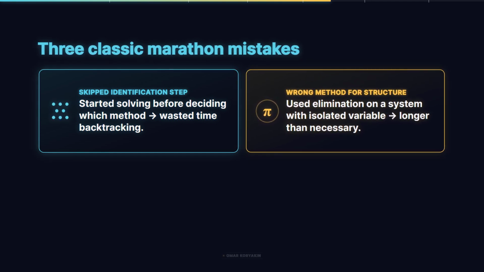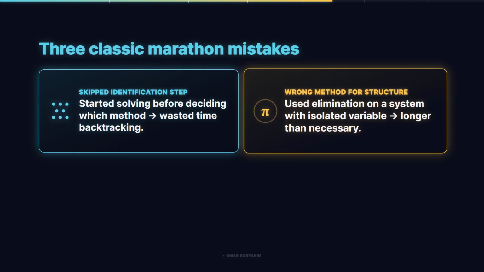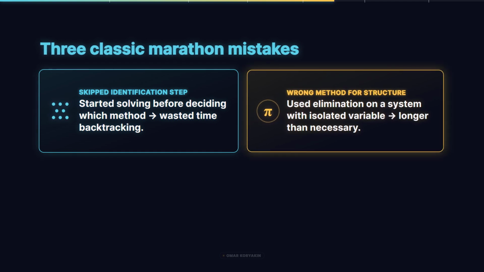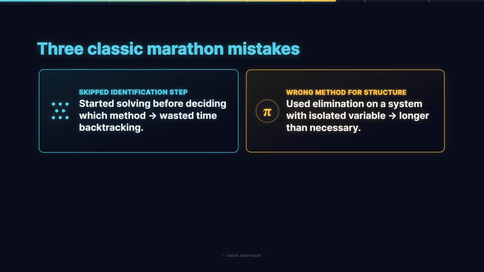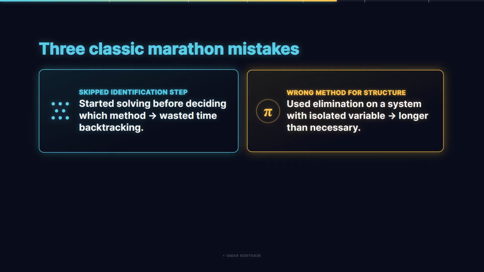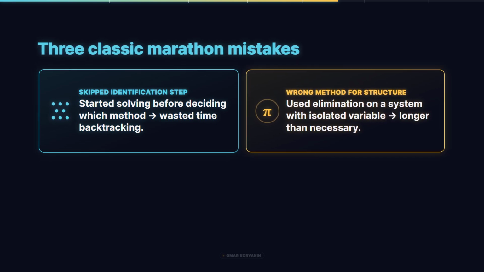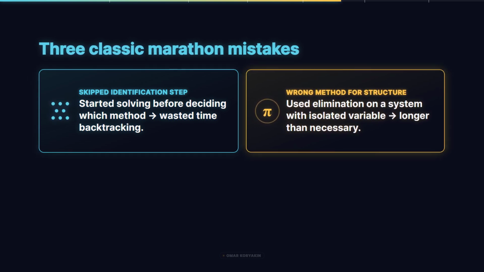A student uses elimination on a system where one variable is already isolated and ends up rewriting equations and constructing equal or opposite coefficients when substitution would have given the answer in 2 lines. Or uses substitution on a system with fractions and creates fraction stacks that take 5 steps to clear. The fix is to internalize the structural rules from skill 4.